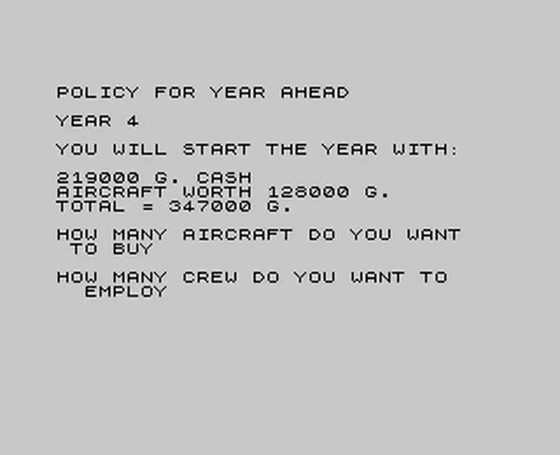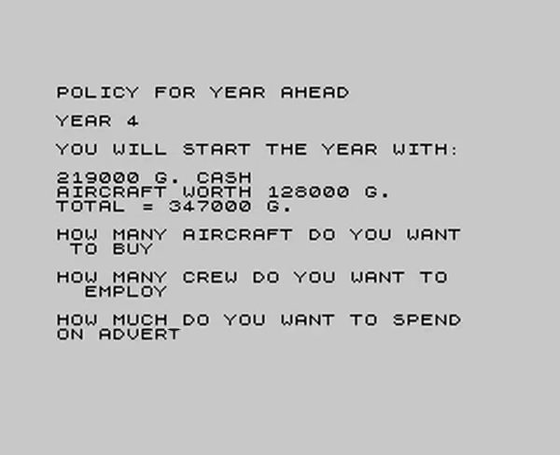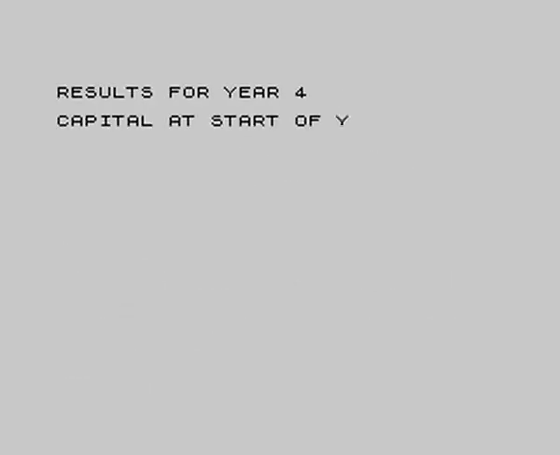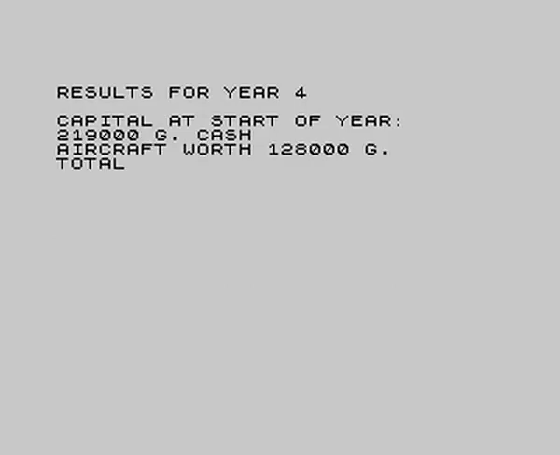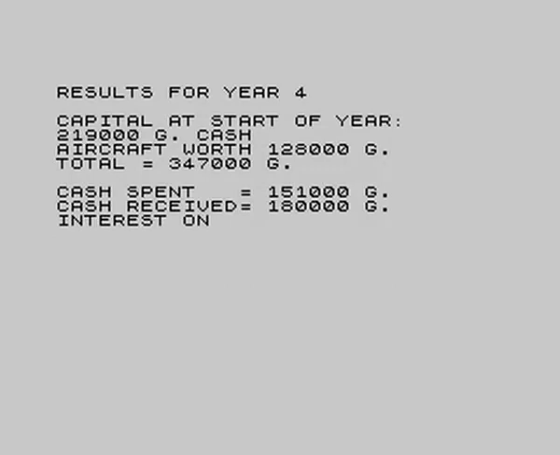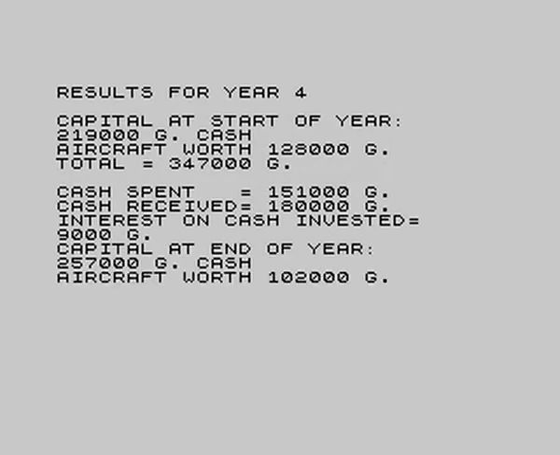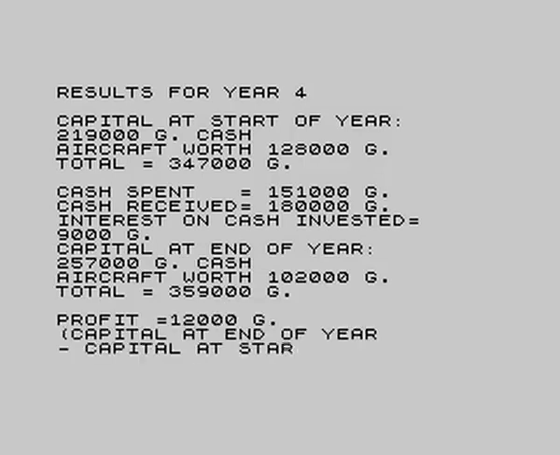With the exchange rate and interest rate in 1985, it's probably better to just not buy any aircraft at all and just make the money on the interest. Let's go 40,000 adverts. This year we made a very slight profit.